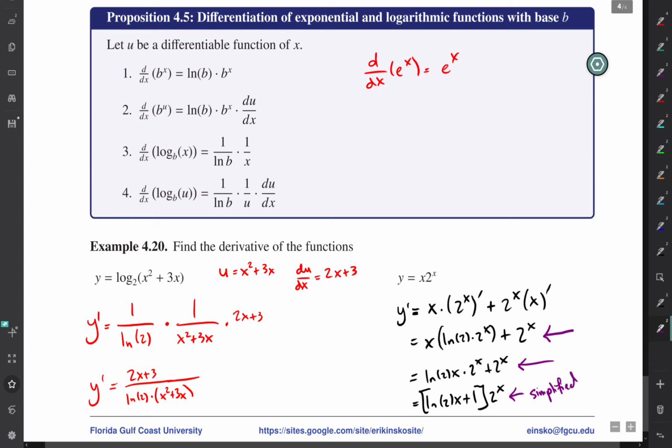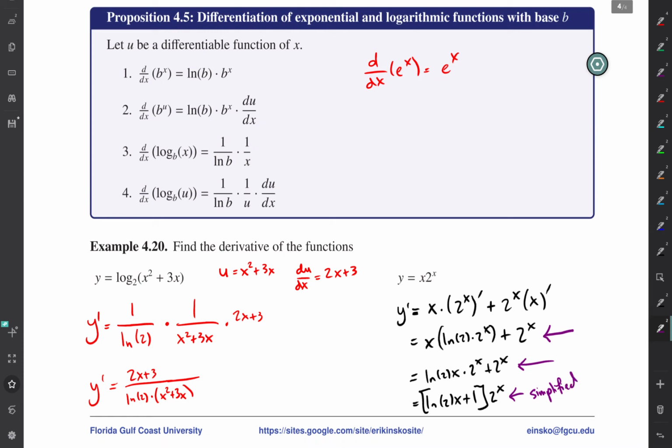And that's all there is to it. Basically, there's these 4 rules. They're pretty simple. They're not too surprising once you've seen the rules for the derivative of natural log of x and e to the x.